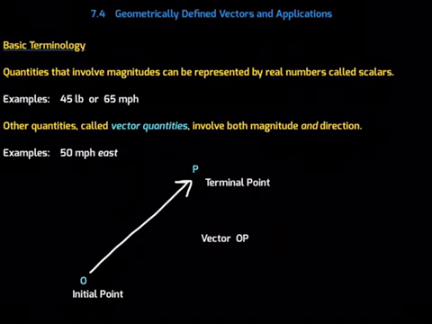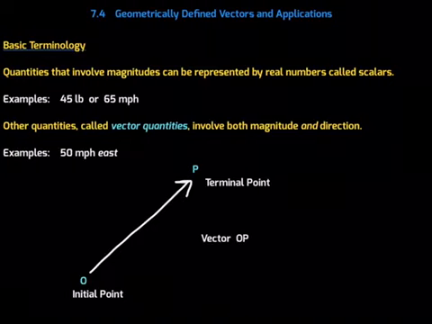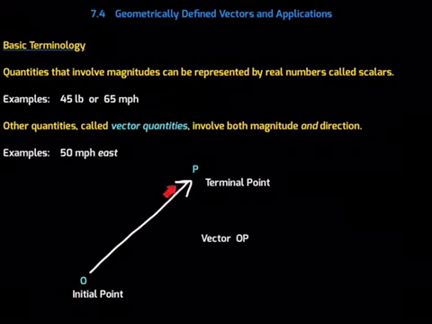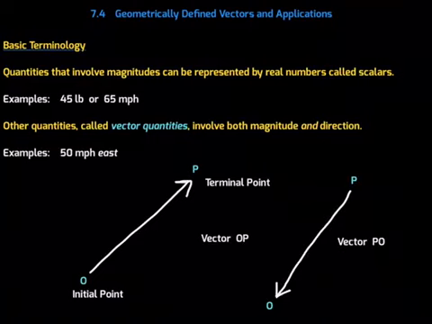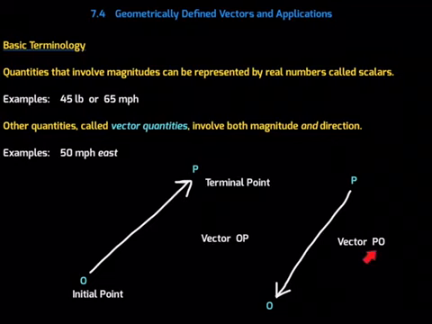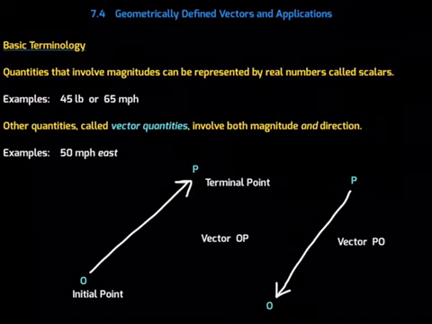I've drawn an example of a vector here. This is vector OP. It's very important that we understand that the vector starts with the letter O and then finishes with the letter P. In other words, O is called your initial point and P is called the terminal point, okay? That's important because that gives us the direction of this vector. If I show you this vector PO, it is very different than vector OP in that the direction is opposite.